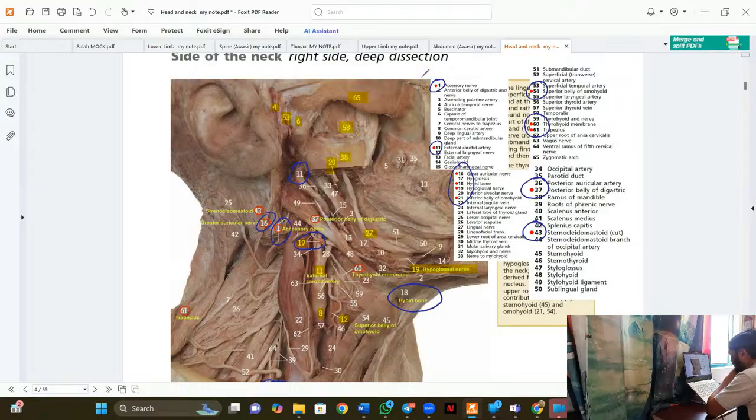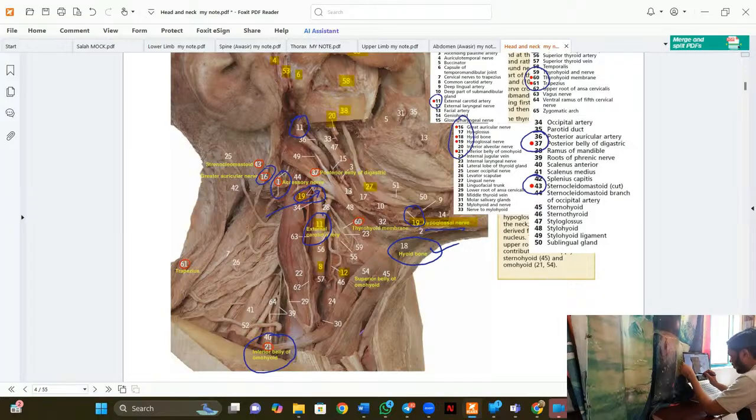11? 11 is the external carotid artery. 16? 16 is the great auricular nerve. 18? 18 is the hyoid bone. 19? 19 is the hypoglossal nerve. Here also we have 19. 21? We need to find 21. Yes, 21 is the inferior belly of omohyoid.